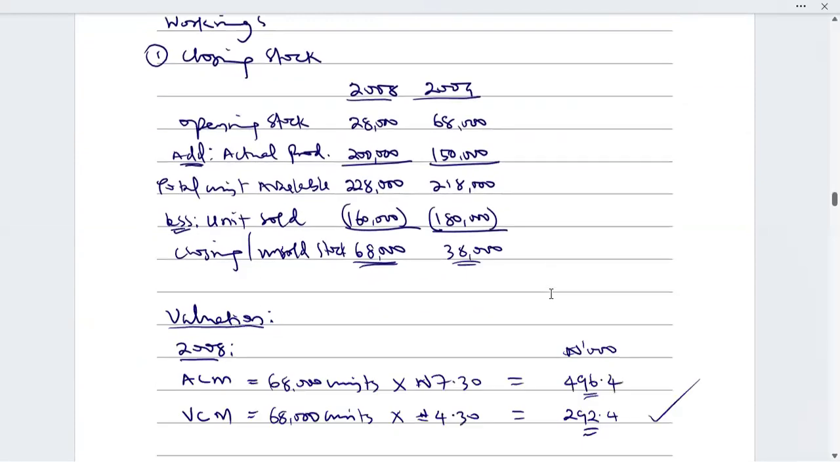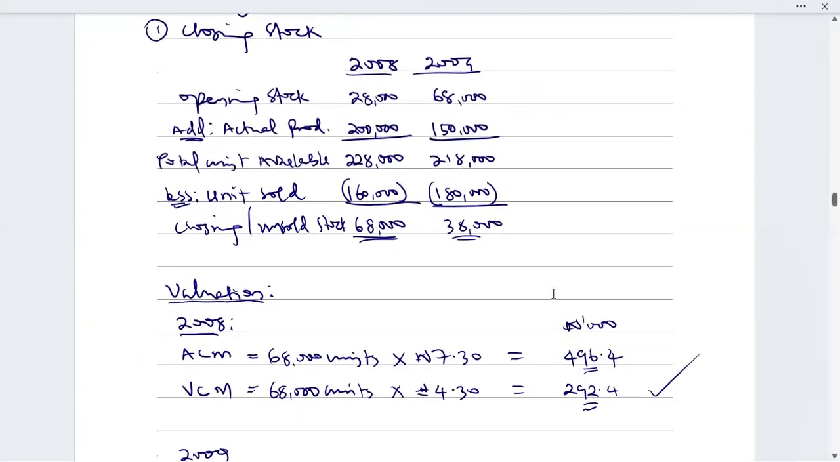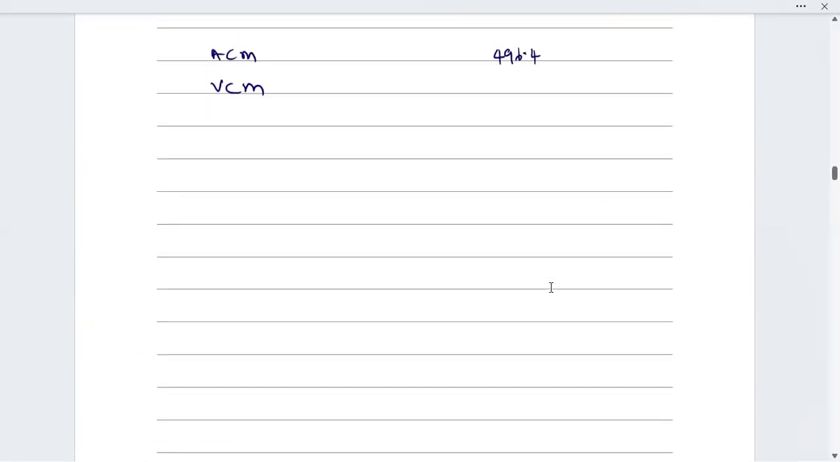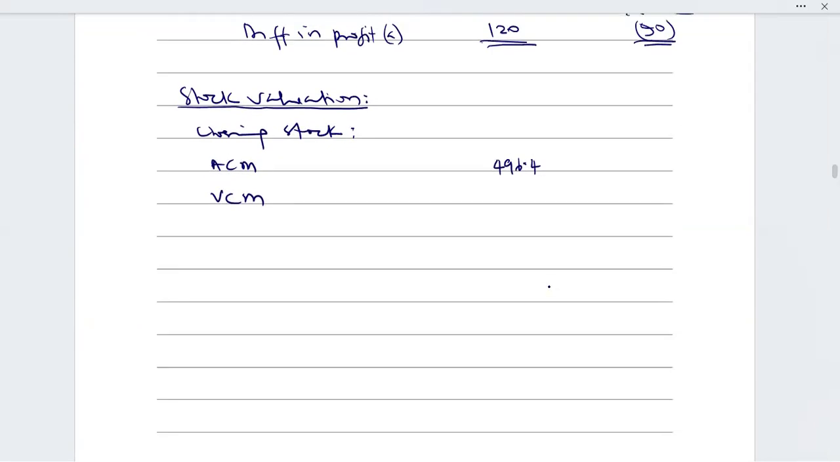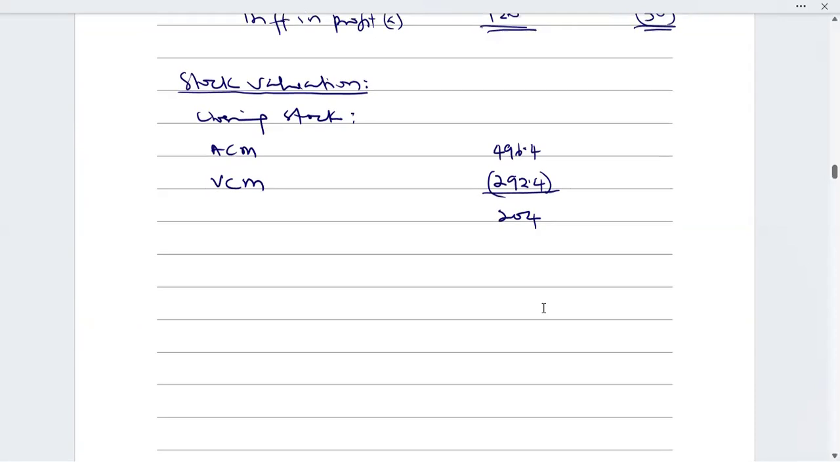Let me confirm. No, 292.4 in 2008. Closing stock is 292.4. So what's the difference? 204. 204 is the difference. So let's go to closing stock in 2009.